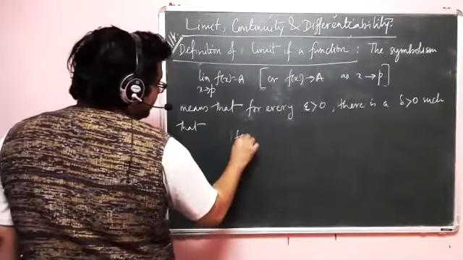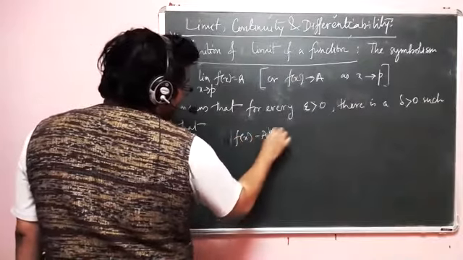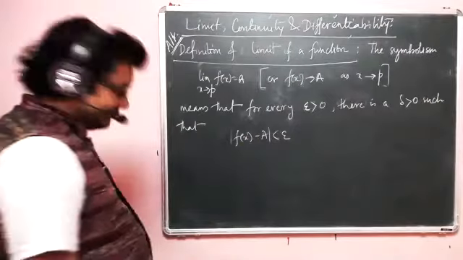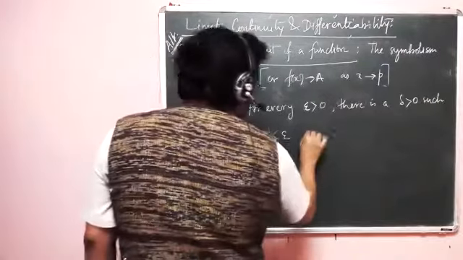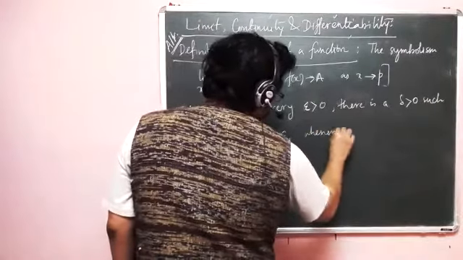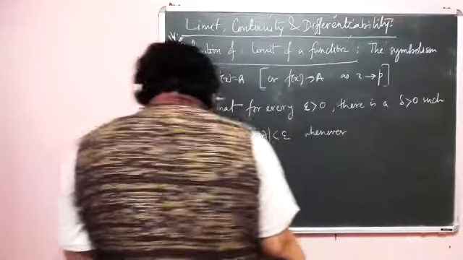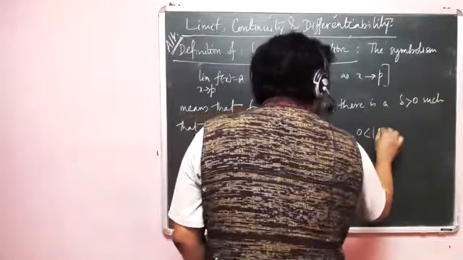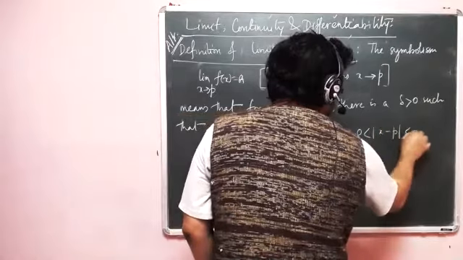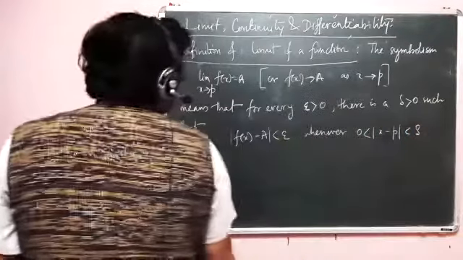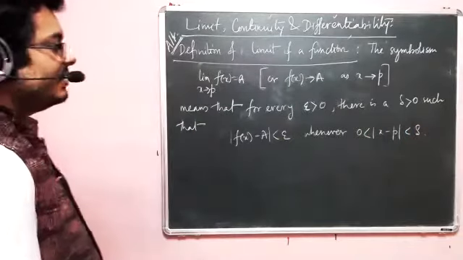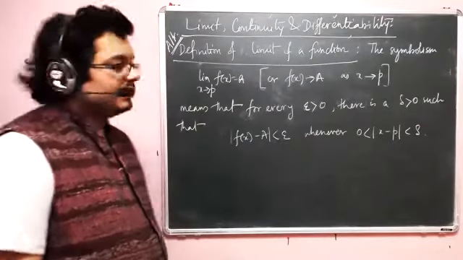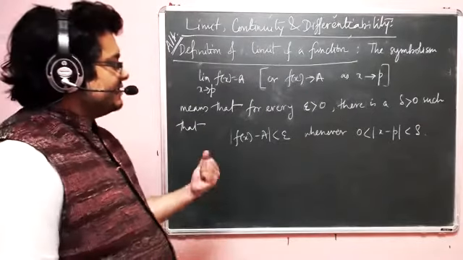mod of f(x) minus a less than epsilon, so that's every neighborhood around a, whenever 0 less than mod of x minus p less than delta. So instead of writing neighborhood, we introduced two symbols and we have saved space.